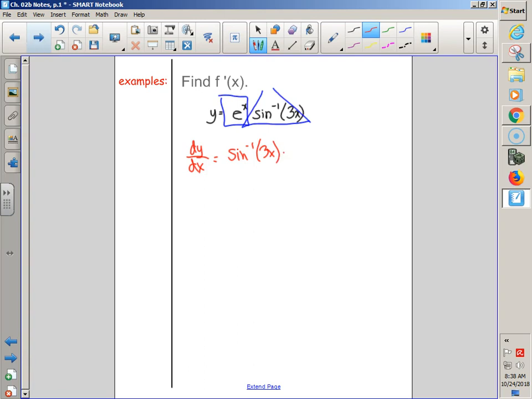Derivative of e to the x is? You know it. Plus the first. Okay, new rule. All right, so what's the derivative of sine inverse of u? You can use your forever card, don't worry. You're going to memorize it. It's 1 over the square root of 1 minus u squared, times u prime. Are we okay?